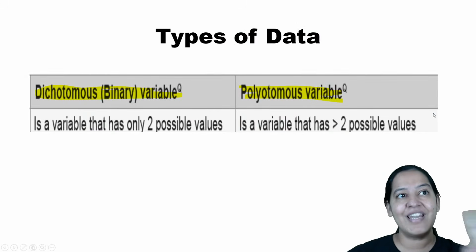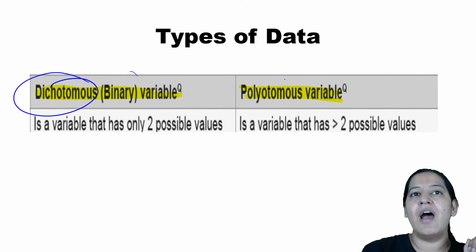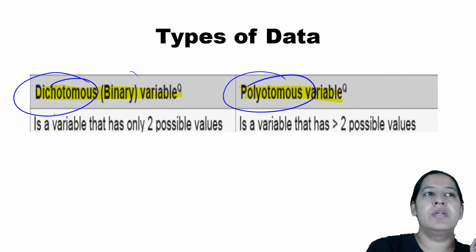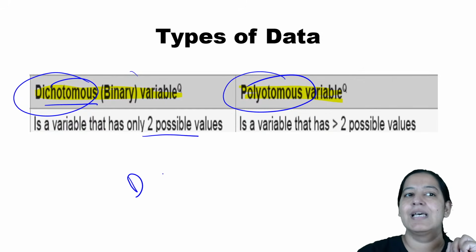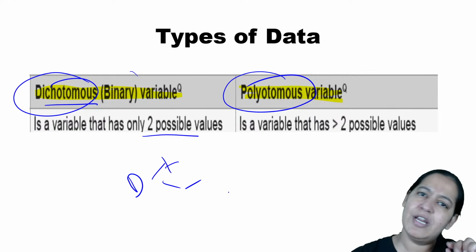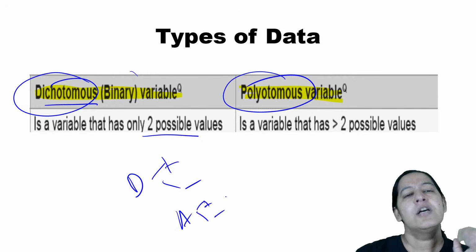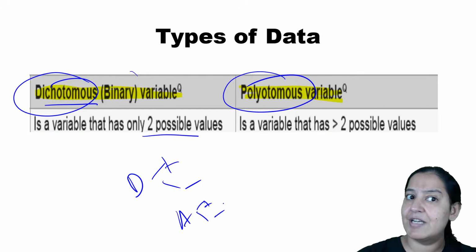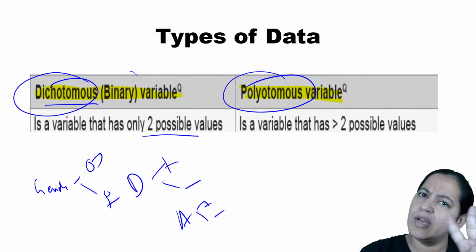The third type of classification is dichotomous data and polytomous data. In dichotomous data, only two possible values are there. Whether diabetes is present or absent, only two possibilities. Whether anemia is present or absent, only two possibilities. Any disease, whether it is present or not, or what is the gender, either male or female. So only two possibilities.